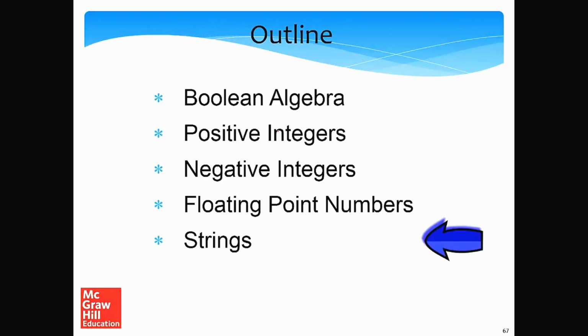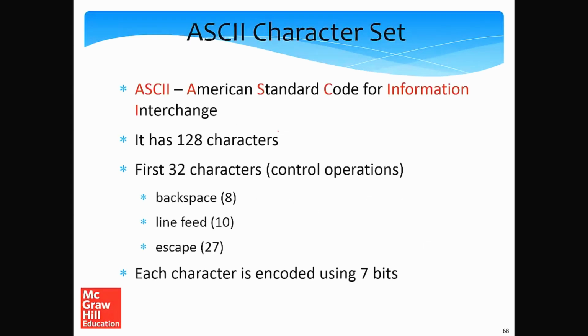Now let's take a look at the fifth and last part of this chapter, which is representing strings. What is a string? It's a piece of text, right? Like the text on these slides where I've written: ASCII is American Standard Code for Information Interchange. This is a piece of text. How should we represent it? The most common way of representing pieces of text was the ASCII format.